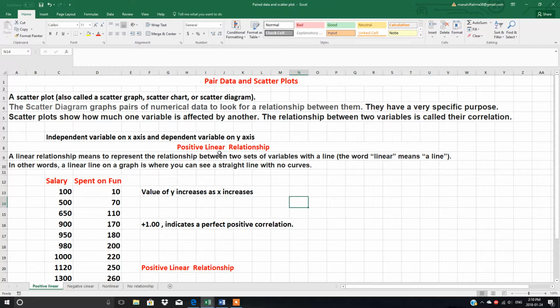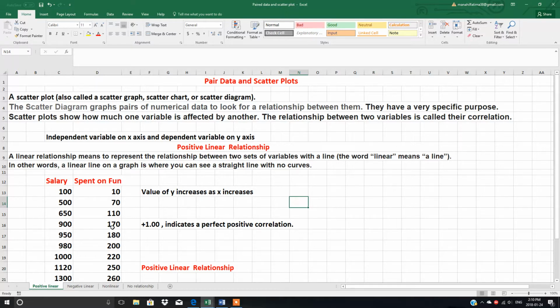First of all, I will explain the meaning of the word linear. Linear means line. A linear relationship means a line relationship. When we draw a line in the graph, you can explain the line relationship between x and y, representing the relationship between two sets of variables with a line. In other words, a linear line on the graph is a straight line with no curves.